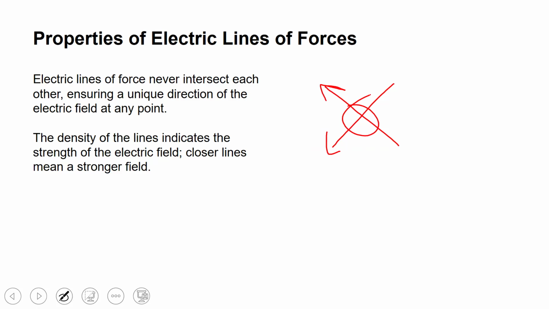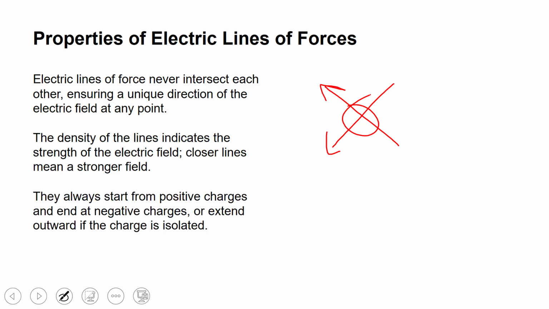And the density of the lines indicates the strength of electric field. So the higher their density, the higher the electric field, and closer lines mean a stronger field. So whenever you have closer electrical lines of forces, it's an indication that you have a strong electric field. They always start from positive charges and end at negative charges, or extend outward if the charge is isolated.